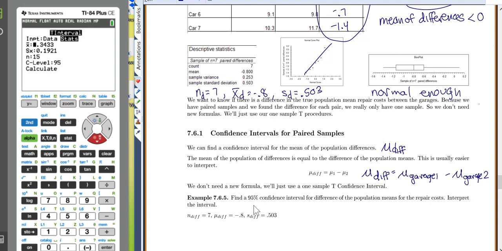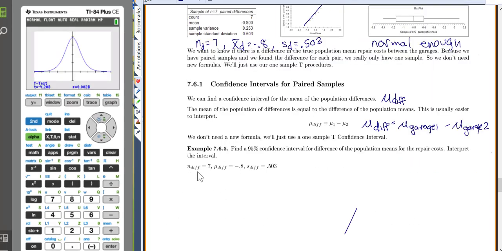So let's find our 95% confidence interval for the difference in our population means and interpret the interval. So again, we wrote down from up above, our sample size is 7. Oh, oops, when I typed this, I typed that incorrectly. Our sample mean for the differences was negative 0.8. If you get rid of that negative, it'll change your answers quite a bit. And the sample standard deviation is 0.503. So you can go back to your previous sections to look at how to do a confidence interval.